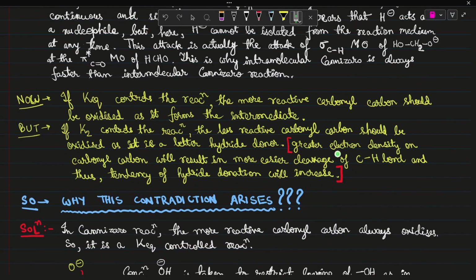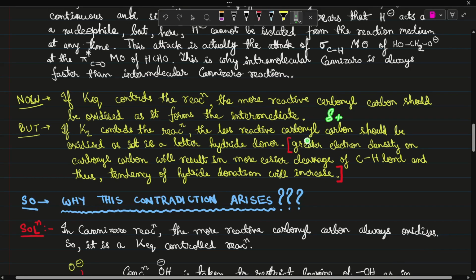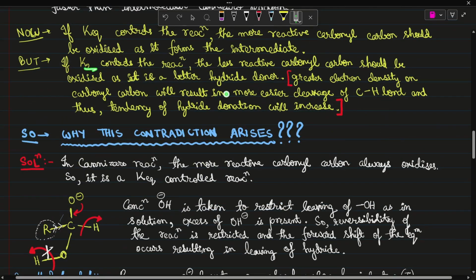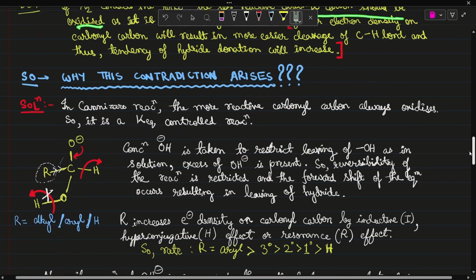So there are two contradictions. If K equilibrium controlled the reaction, then the more reactive, which is the more delta positive carbonyl center, should have been oxidized. But if K2 controls the reaction, then the less reactive carbonyl carbon should be oxidized. So which is true? Why does this contradiction arise?